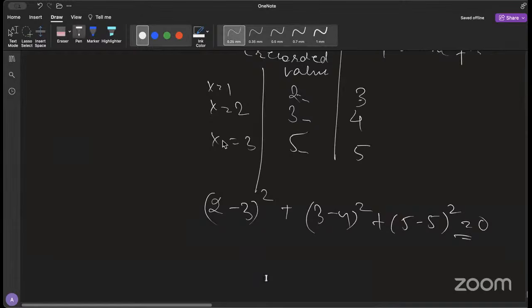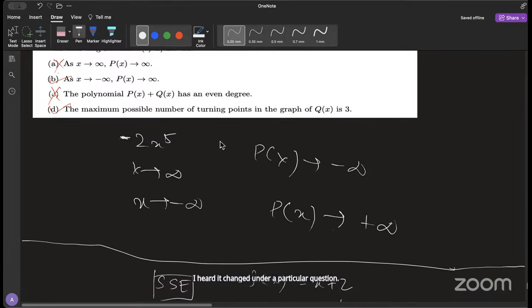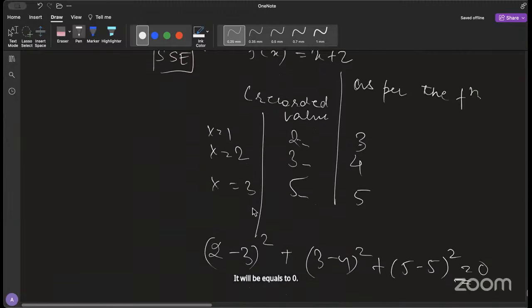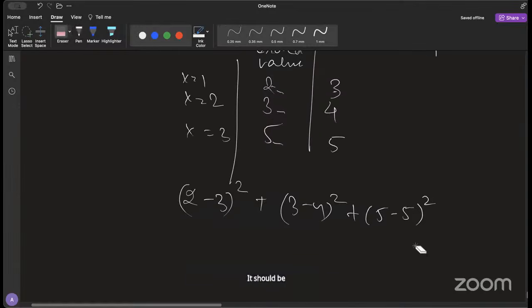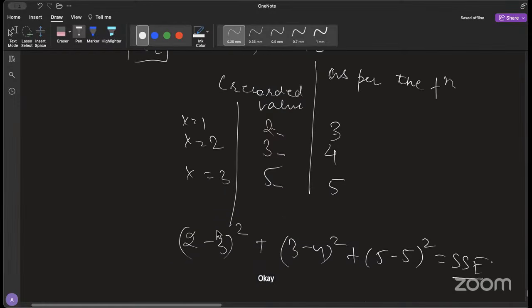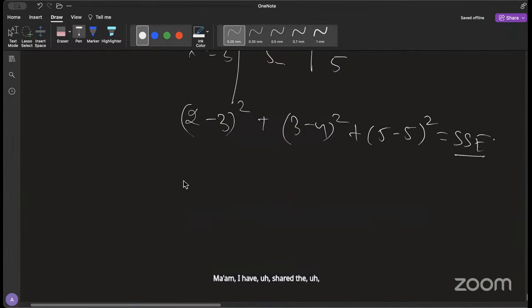Ma'am, you have given that it equals 0. I have sent the figure question. No, this is 2. This is your sum of squared errors. Okay, ma'am. I have shared the question with you, ma'am. I shared the question in the chat box. Please solve. Okay.